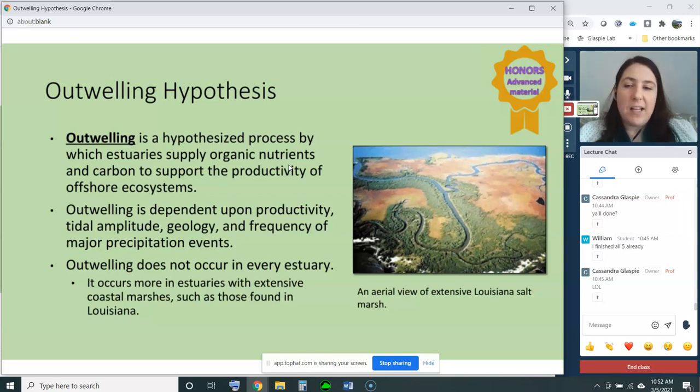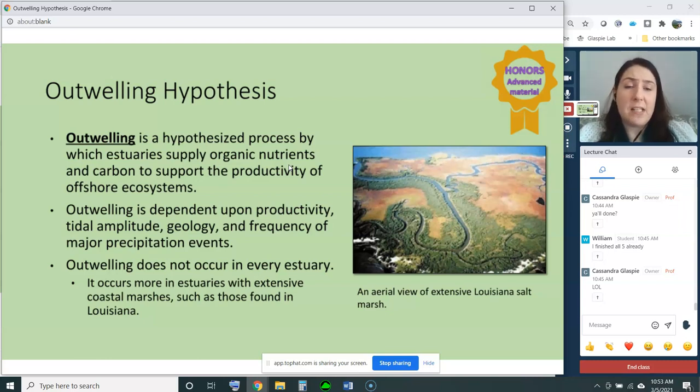This is some advanced material. The outwelling hypothesis is, it's not like a natural law or anything like that, but this is how we think that these systems work. So we think that there's a process by which estuaries can supply extra organic material and nutrients to support the productivity of other ecosystems offshore.